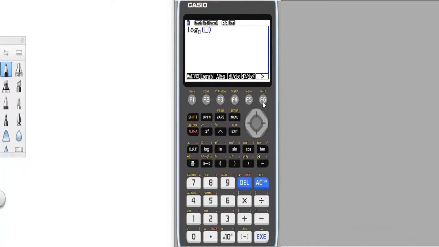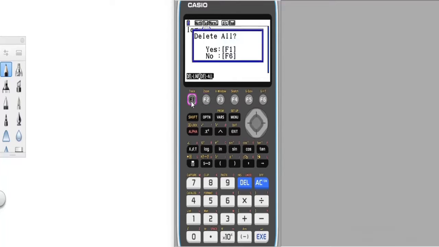I want to show you something. Let's press exit. I want to show you probability. If you want to solve problems involving probability with this Casio calculator, let's go back to option. Let me press F5 for statistics. If you want to solve statistics, you can also use this function and do it. Let me exit this. Let me delete everything here. Delete all.